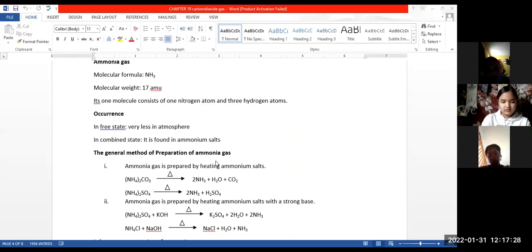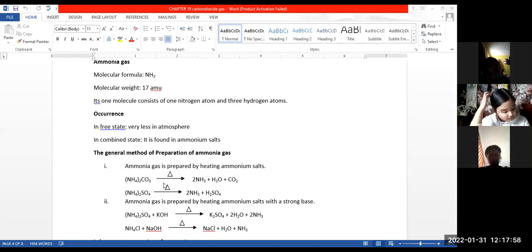First, ammonia gas is prepared by heating ammonium salts. If ammonium salts are heated singly, without combining with others, that ammonium salt decomposes into ammonia, water, and carbon dioxide gas. Okay, in this way ammonia gas is prepared. How? By heating ammonium salt. Ammonia gas is prepared by heating ammonium salt.